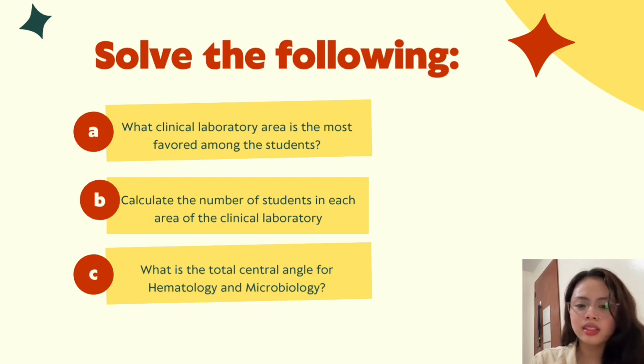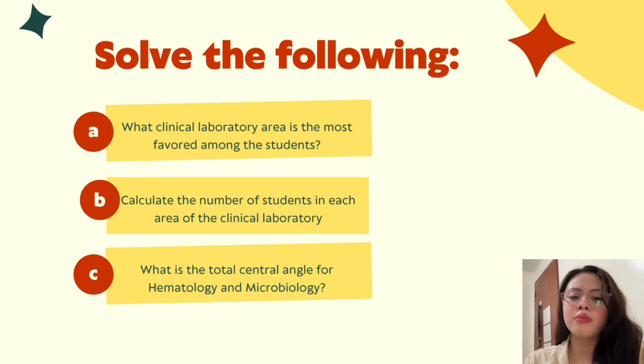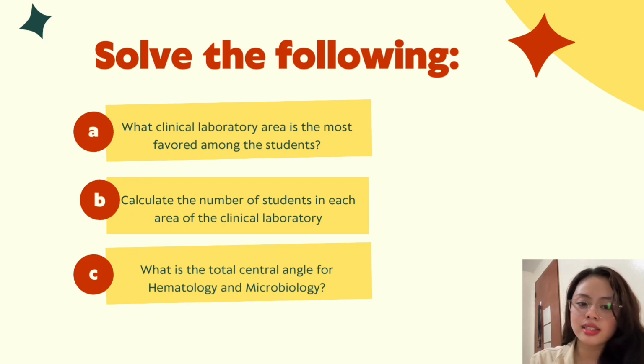First, what clinical laboratory area is the most favored among the students? Next is to calculate the number of students in each area of the clinical laboratory. And the last one is, what is the total central angle for hematology and microbiology?